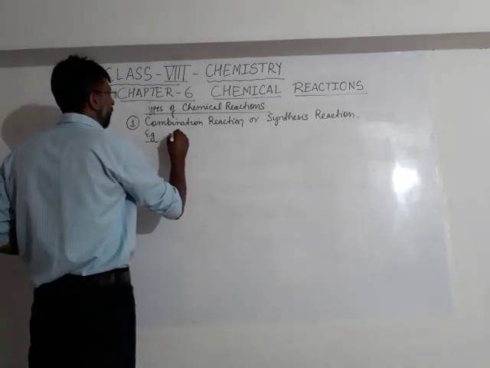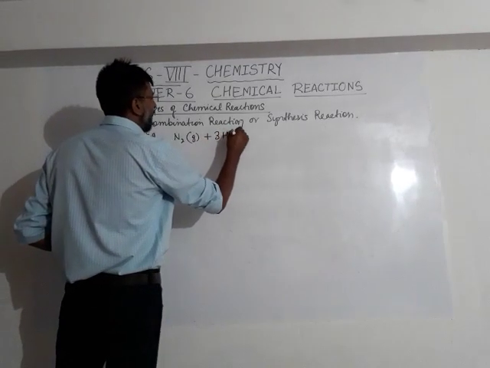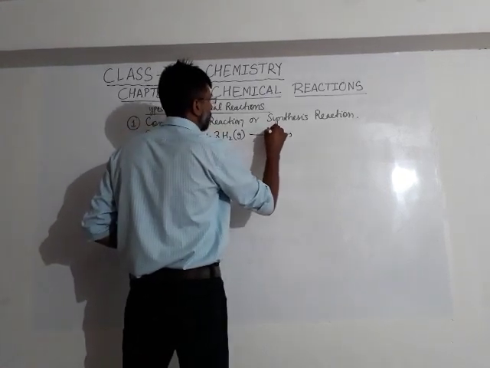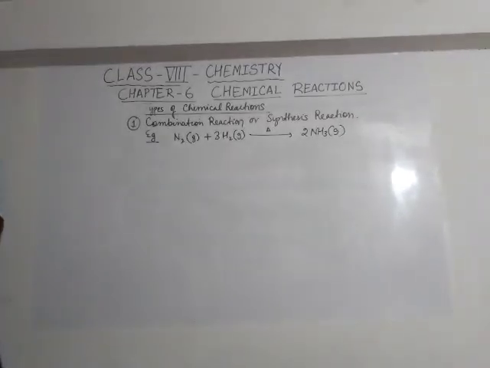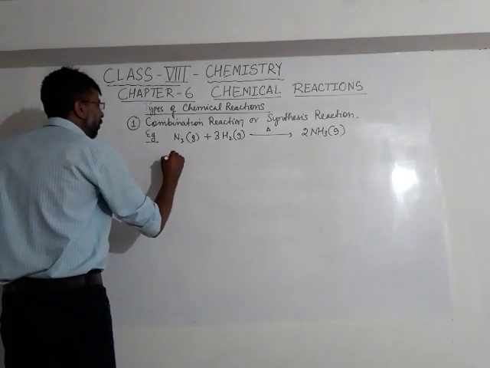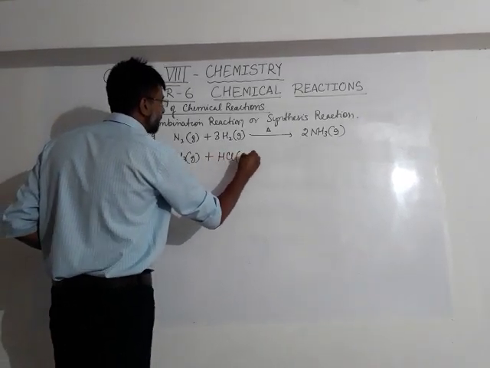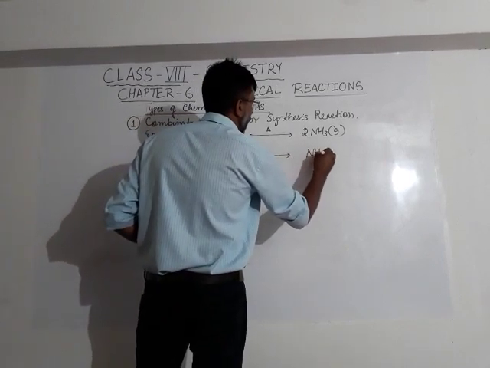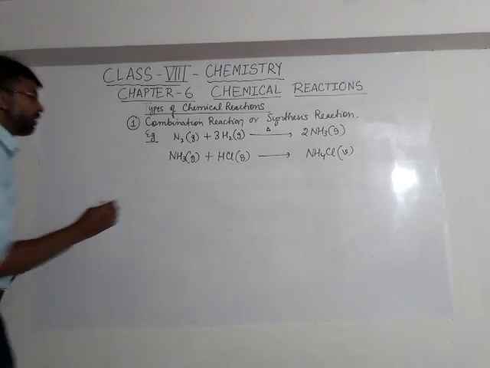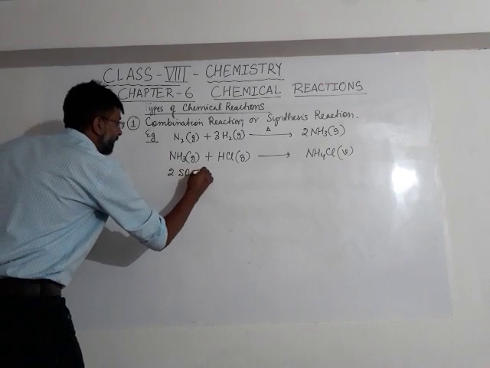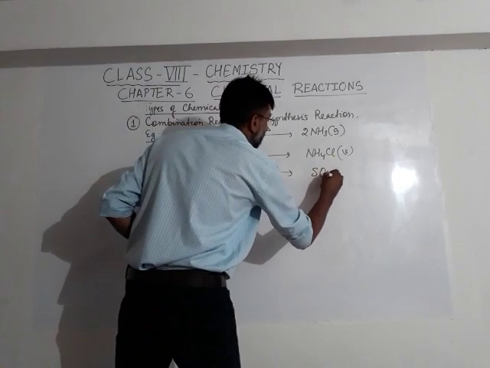The first one is the reaction between nitrogen gas and hydrogen gas to produce ammonia gas, NH3. Okay. The second example is the reaction between ammonia gas and hydrogen chloride gas to produce ammonium chloride vapors. The third example is the reaction between sulfur dioxide gas and oxygen gas to produce sulfur trioxide gas.